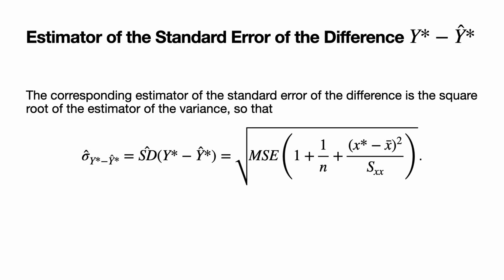The corresponding estimator of the standard error of the difference is the square root of the estimator of the variance, so that the estimated standard error of y star minus y hat star is equal to the square root of the MSE times the quantity 1 plus 1 over n plus the square of the difference x star minus x bar divided by s sub xx.